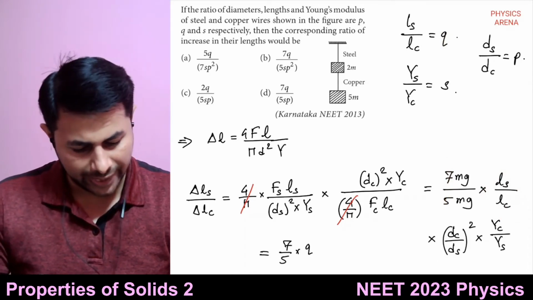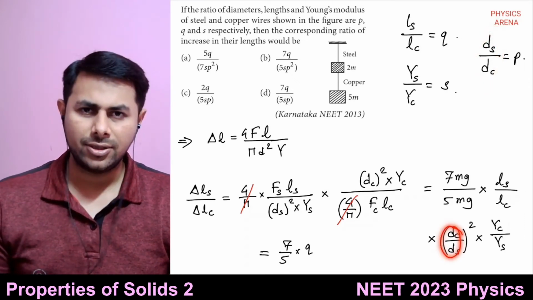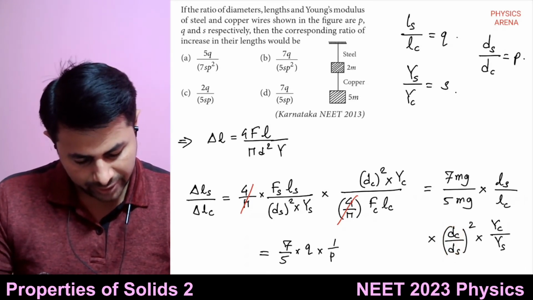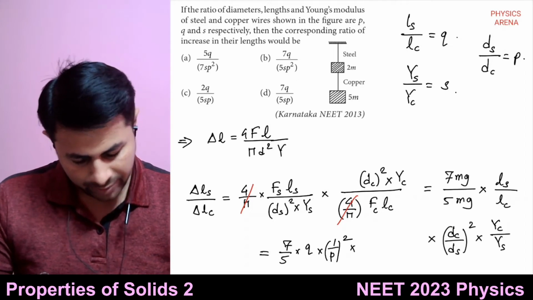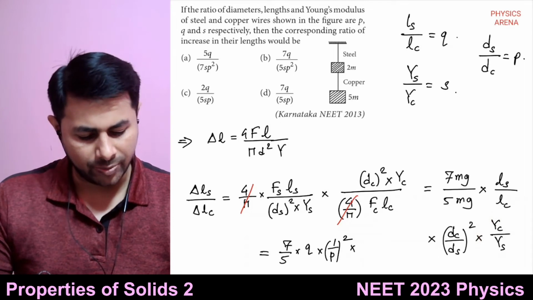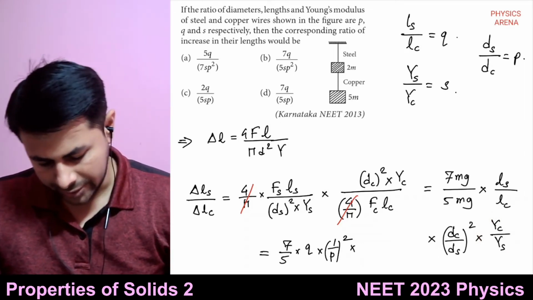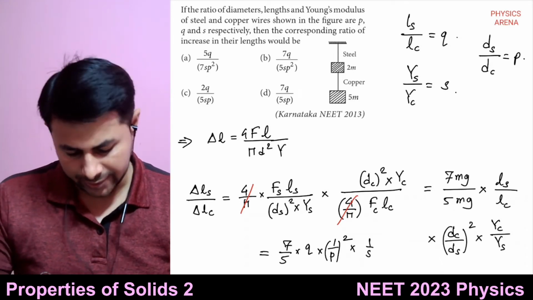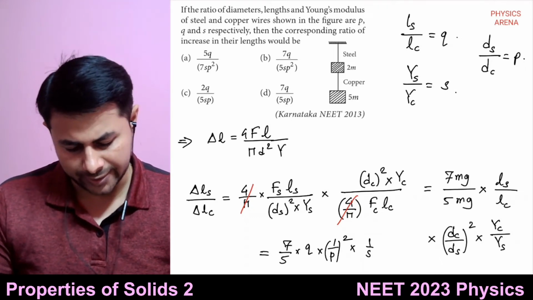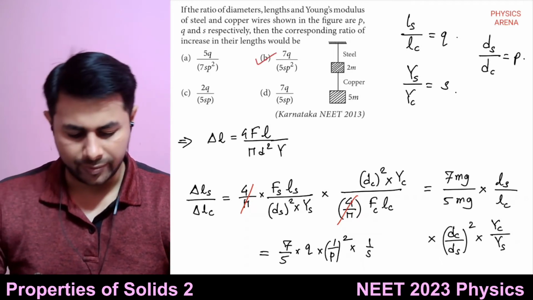Diameter of steel upon diameter of copper is P, so we have the reciprocal of that: 1 by P square. And Young's modulus of copper upon Young's modulus of steel is again the reciprocal, so it's 1 by S. So 7 by 5 Q upon P square S is the answer, and it is option B.